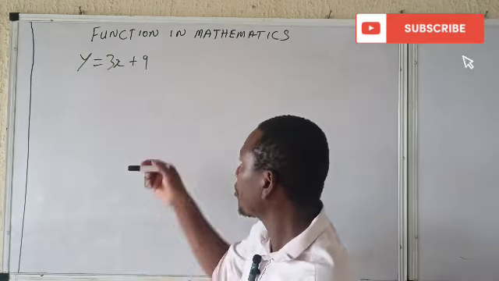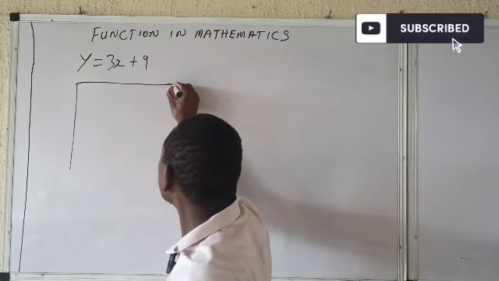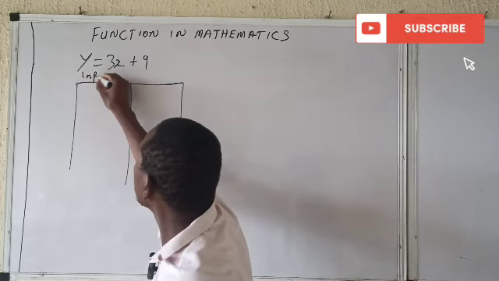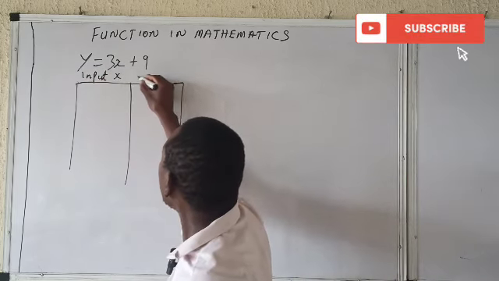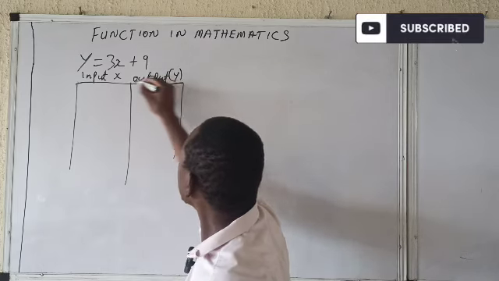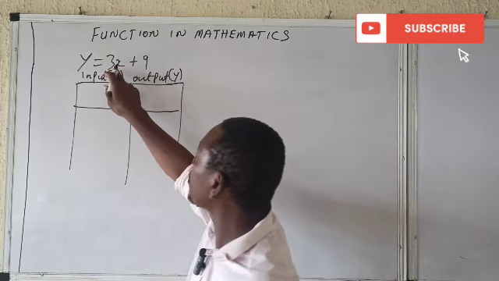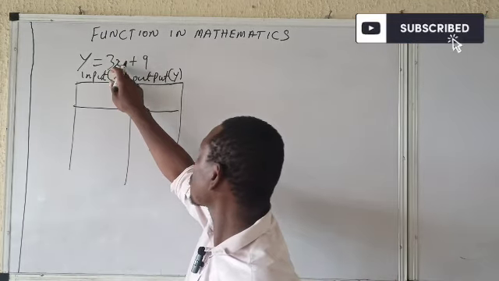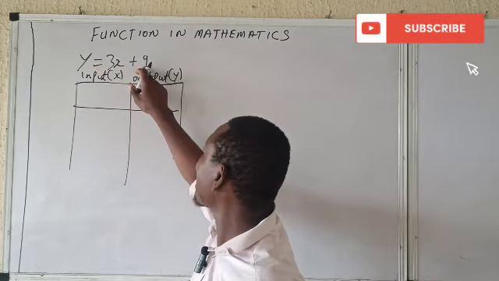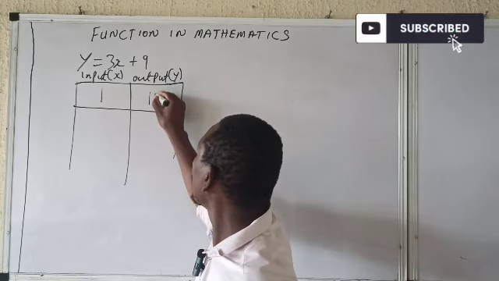So let's create a function table before I explain further. We can have a function table this way. We can put it this way: input x, output y. Now, if I put a particular input for x as 1, 1 times 3 is 3, 3 plus 9 is 12. So for 1 as input, what will we have as output? 12.